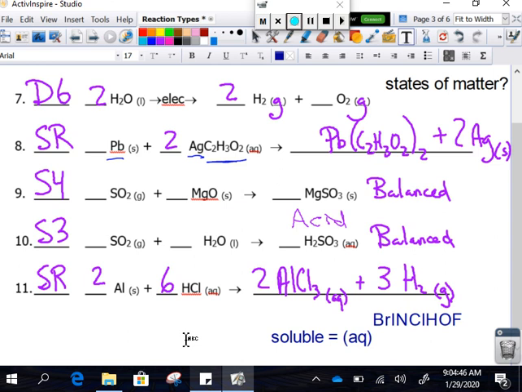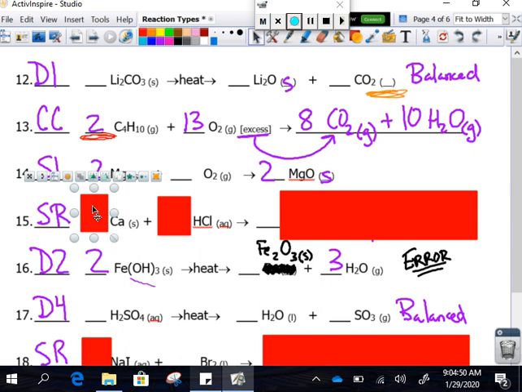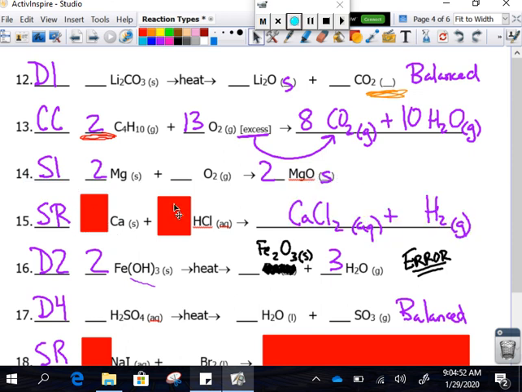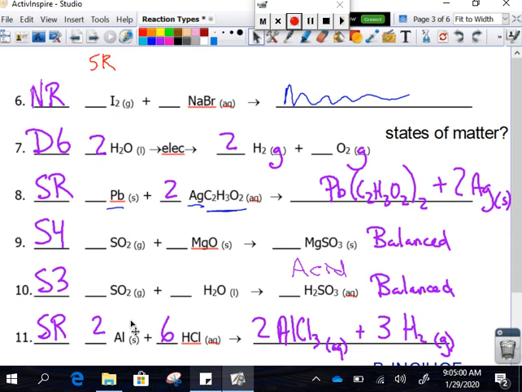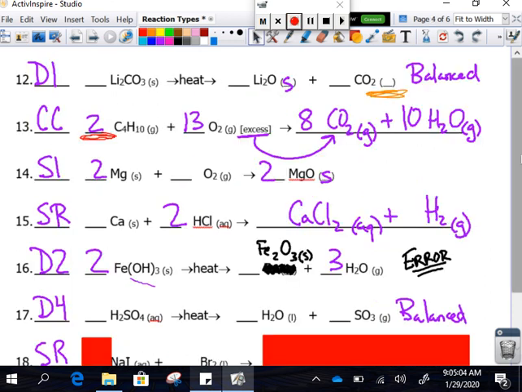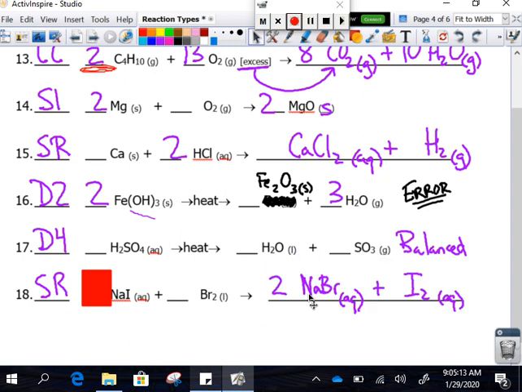Alright, let's move on. We have another single replacement, number 15. Calcium is higher than hydrogen, so it would replace the hydrogen. Again, hydrogen's a Brinkelhoff, so yabba yabba yabba. Bromine and iodine. Hey, look at this. Number 6 was iodine and bromine with sodium. Now it is iodine with the sodium and bromine's coming along. Since bromine is higher than the iodine, it is going to replace it, and now the iodine is by itself.